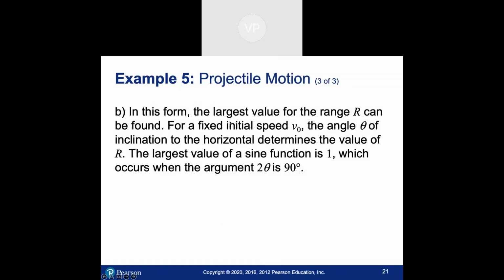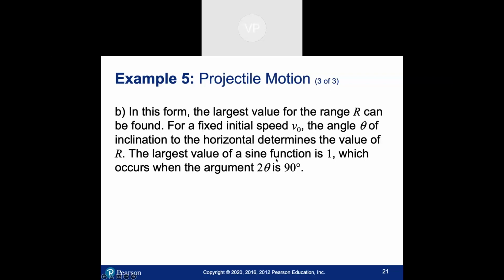Part B is find the largest value for the range. What angle do you need to shoot the furthest? And this is a very useful example in real life applications. You know, if you're launching a football or a baseball or a cannon or any object, you want to know what angle should I adjust the machine at or my arm at to get it to go the furthest.